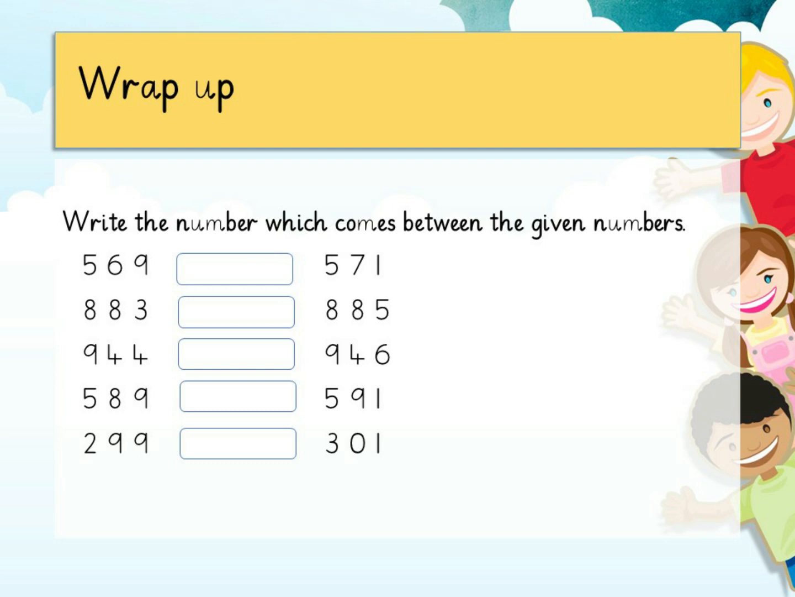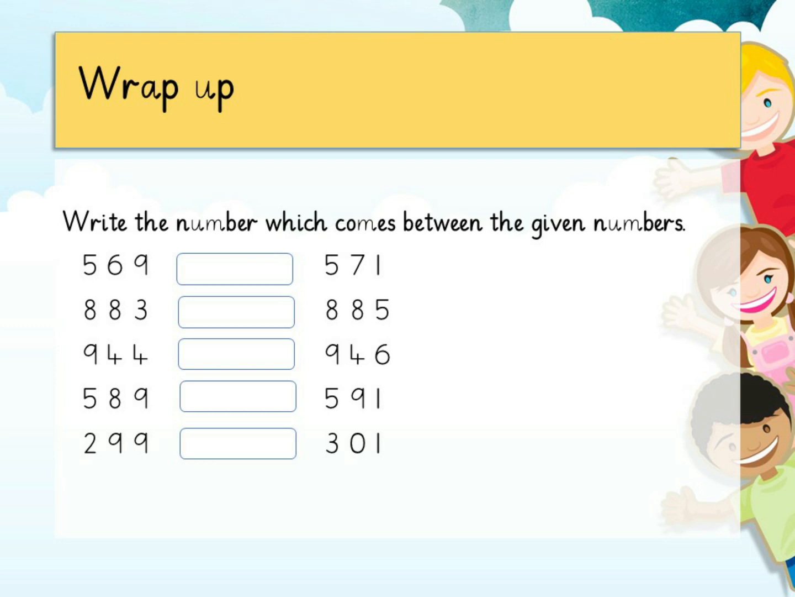In the same way, 883 and 885. Just observe carefully that where the place values are being changed. Yes, at units place. So, 883 and 885 will be having 884 between.